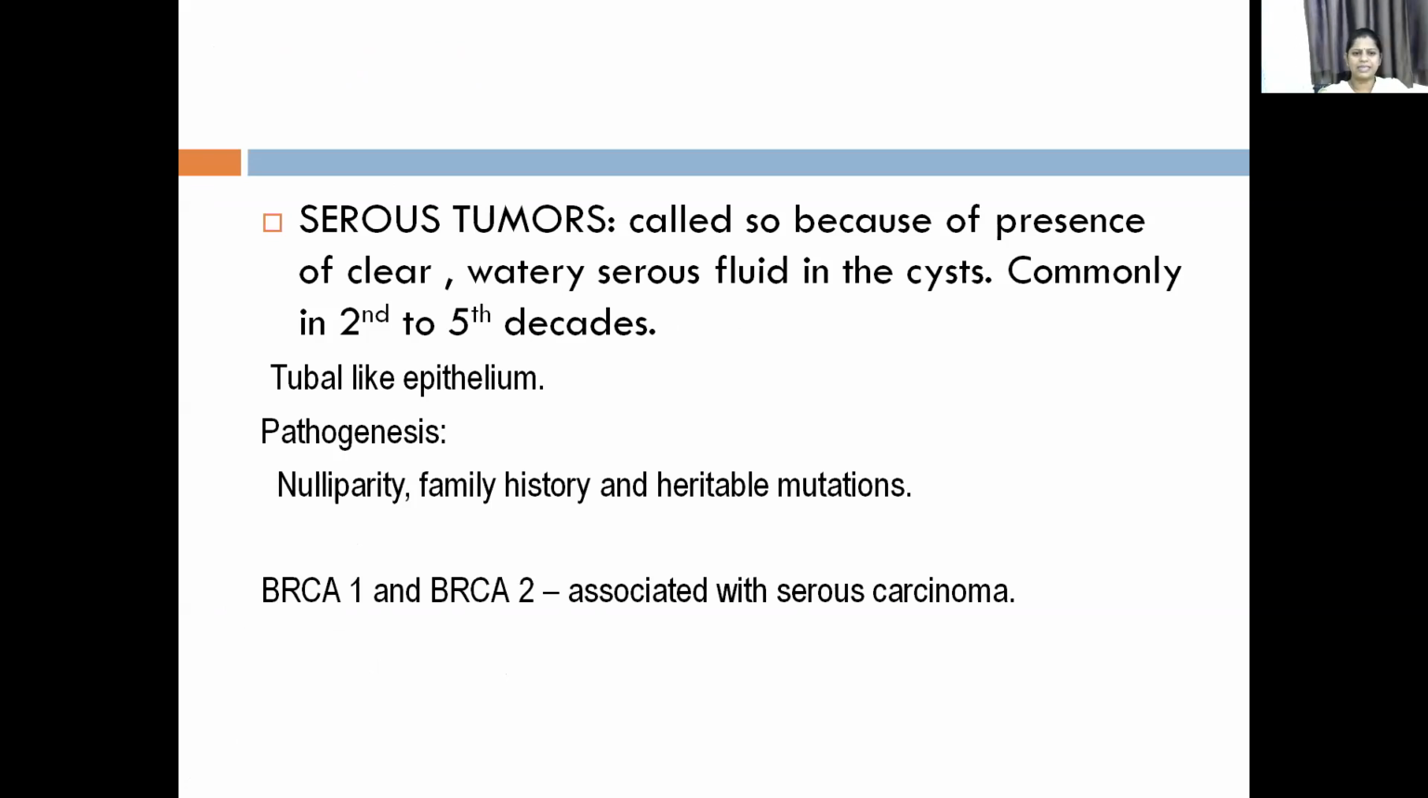Now, coming to the first entity in the serous epithelial tumors, serous tumor. They are so called because of the presence of clear and watery serous fluid in the cyst. Usually they occur in women in the 2nd to 5th decade, so between 20 to 50 years. Serous tumors have a tubal-like lining epithelium, that is the cuboidal or columnar epithelium.